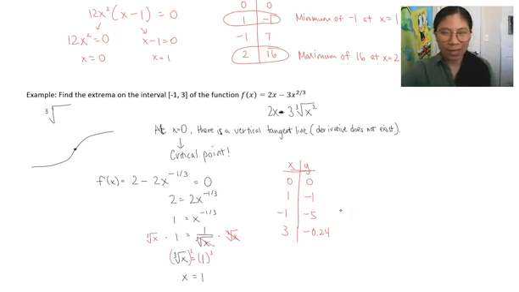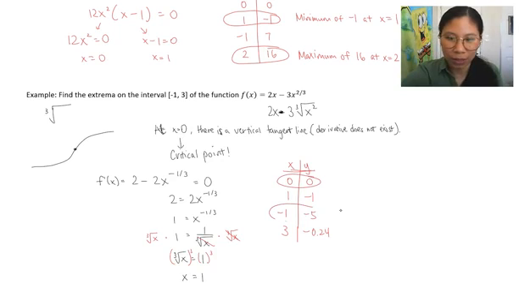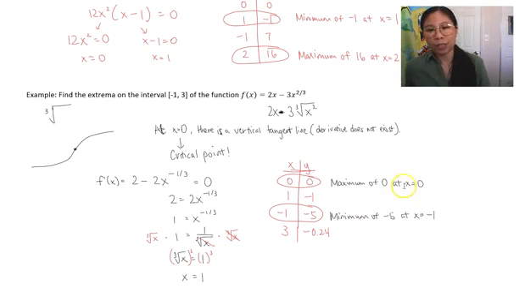And again, once I have everything plugged in, we're just looking for the biggest and smallest numbers of all my y values. So I think the biggest is going to be 0. Wow. And the smallest is going to be at y equals -5. So that means I have a maximum of 0 at x equals 0 and a minimum of -5 at x equals -1. Cool. One more example to do with you guys, and then that's it.